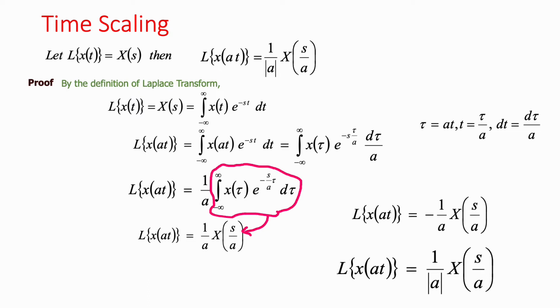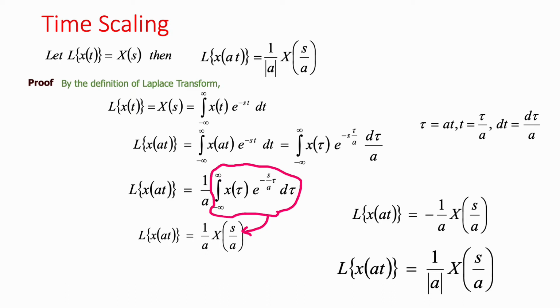First, you write down the Laplace transform formula. Here, x of t can be replaced by x of at, because we have to find the Laplace transform of x of at. Now, consider at equal to another variable, tau. Now, we need t: t equals tau by a. Now, you differentiate with respect to t, giving dt equals d tau by a. Now, substitute all the assumed variables in the equation.